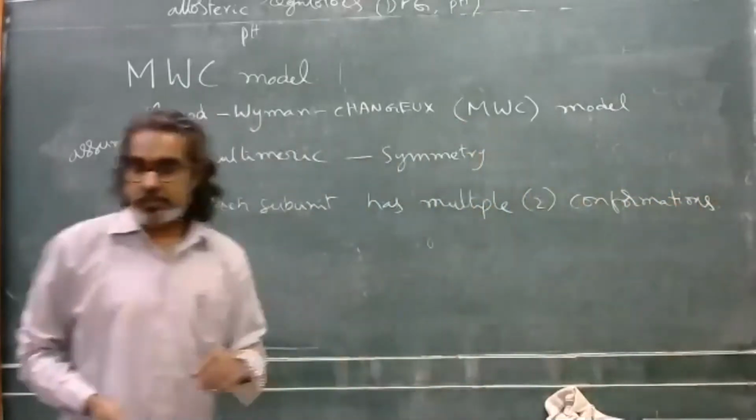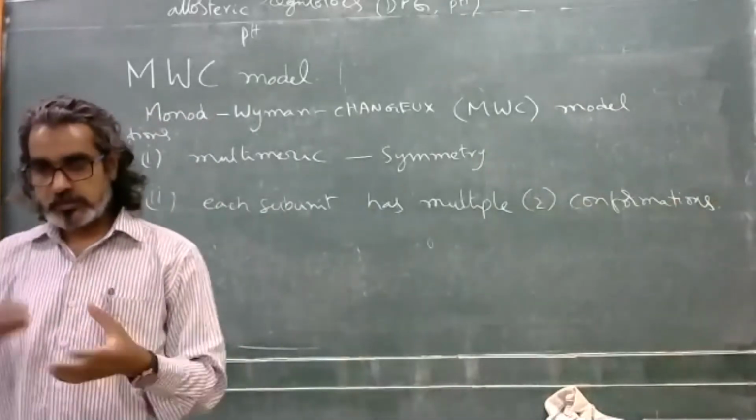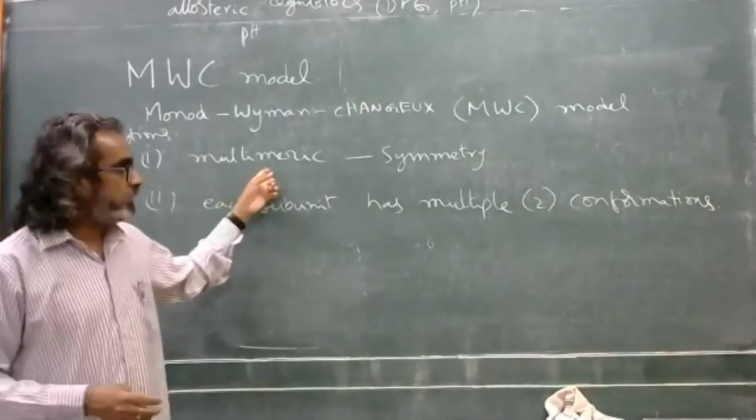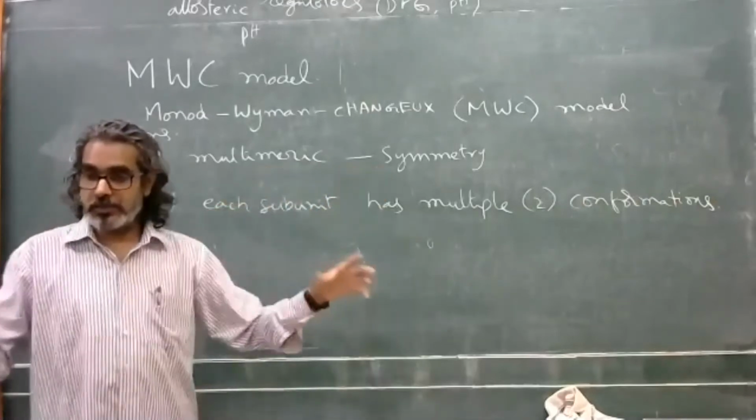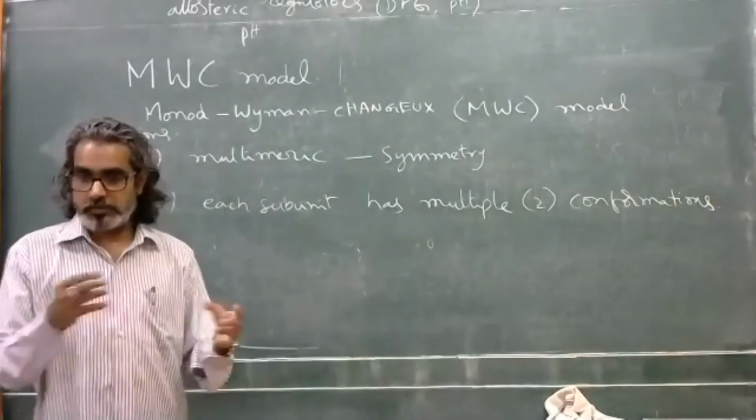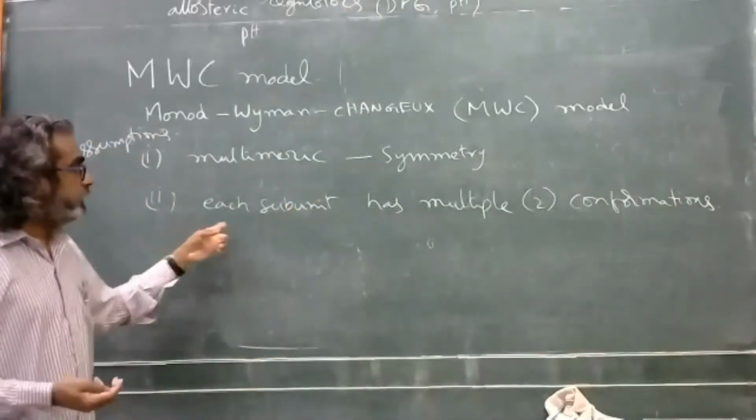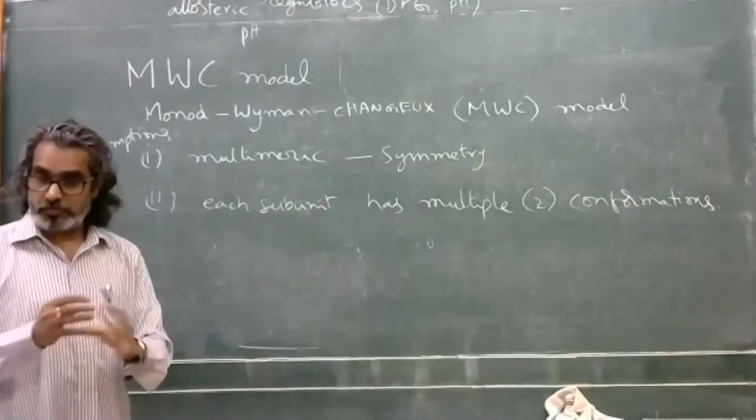Okay, so that's the second thing. You need more units, identical units connected to each other. That's multimeric. At the same time, they cannot be just linear or some other shape. They need to have some symmetry. And each subunit has multiple conformations.